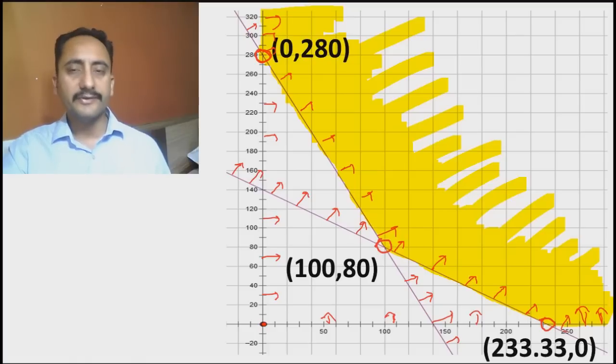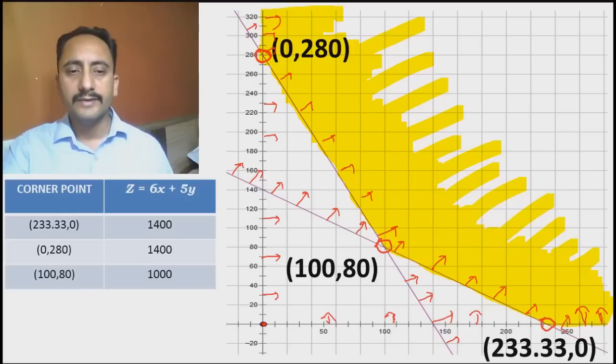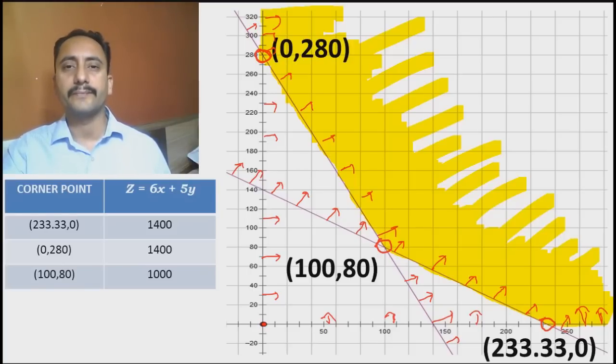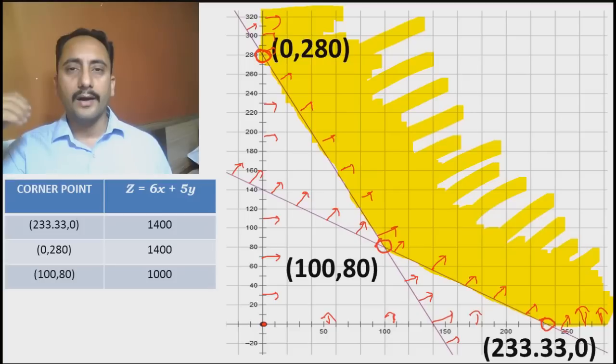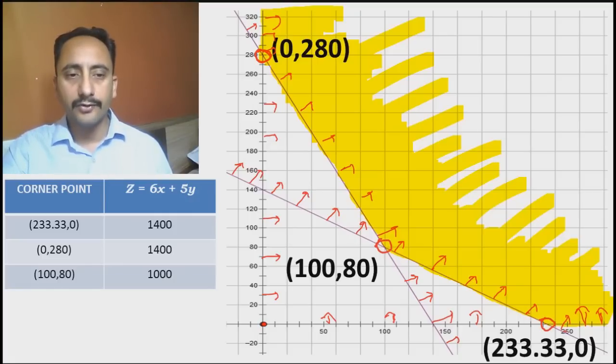Now next step is again similar. What we are going to do is we will find the value of z at all three corner points, and these are the values of z at all three corner points. Now our aim was to minimize z, and from this table we can see that the minimum value of z exists at (100, 80), means 100 kg of fertilizer 1 F1 and 80 kg of F2 is required.